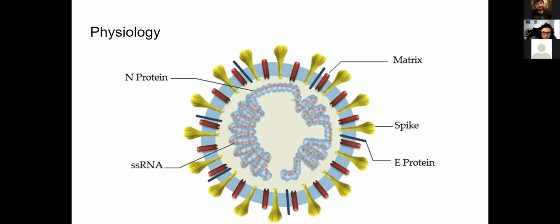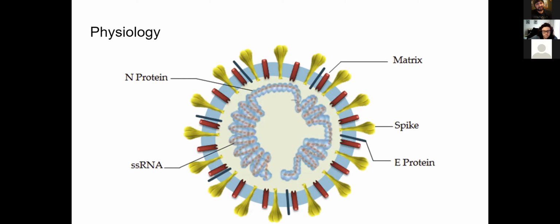Starting from the top left, we have the N protein, which is the nucleocapsid protein. That is what binds with the RNA within. Next, clockwise, is the M protein. They call it the matrix protein, but it can also be called the membrane protein. And that has a function with binding to the host's membrane and forming an anchor.